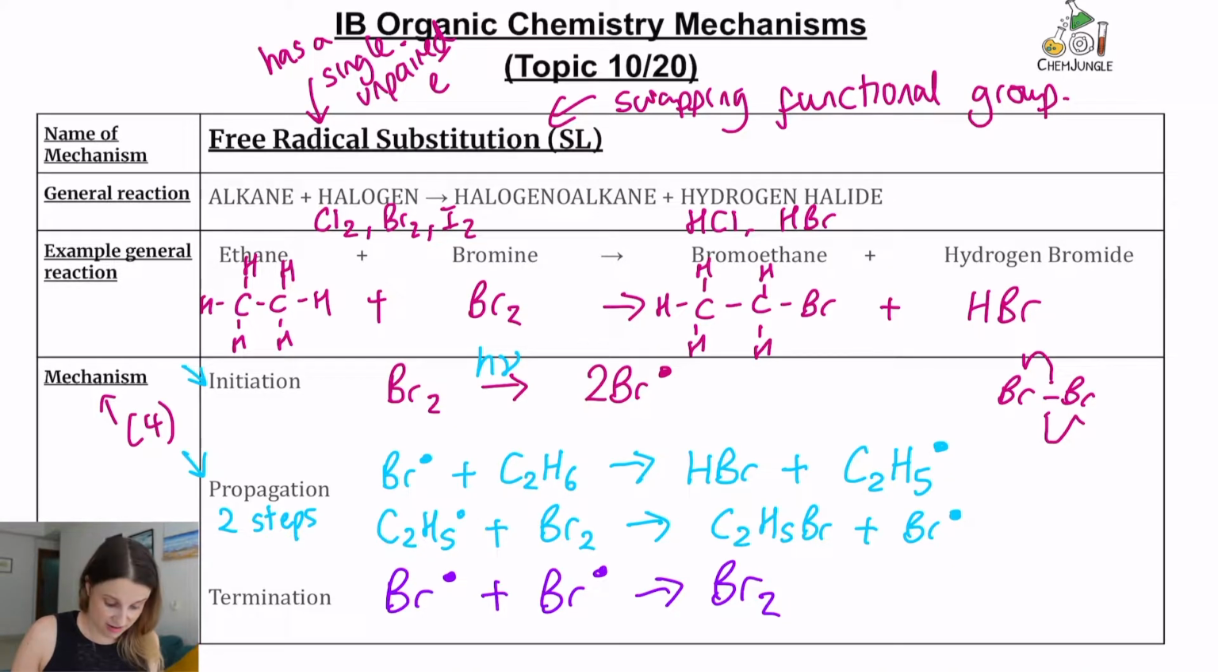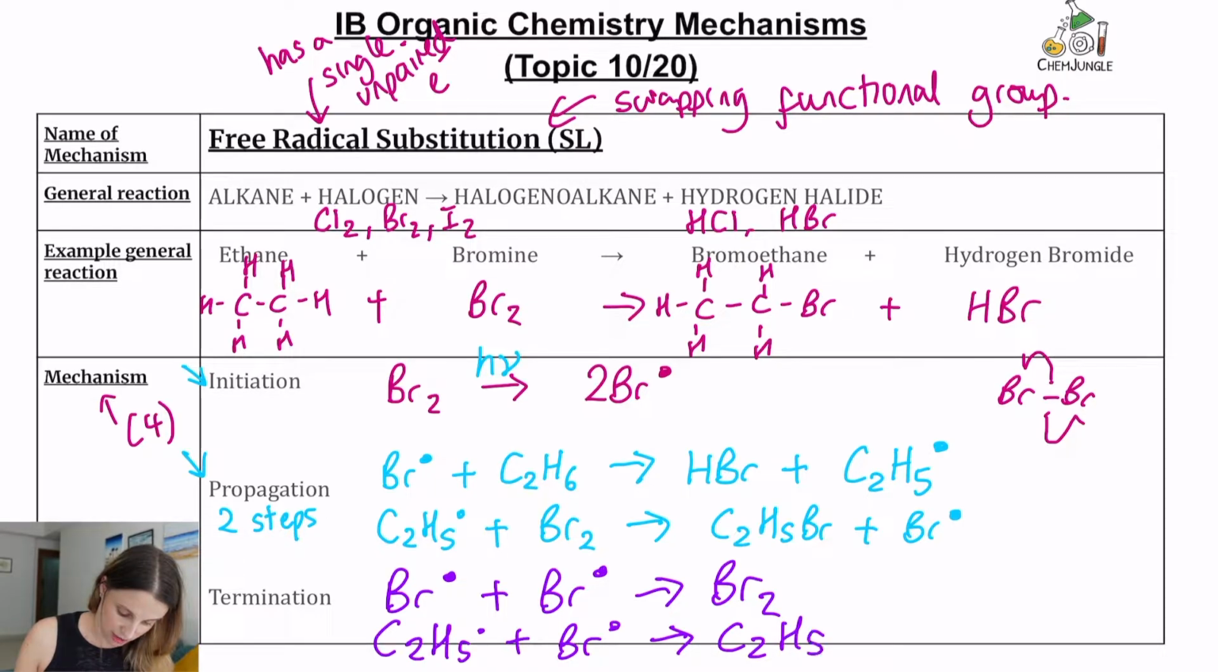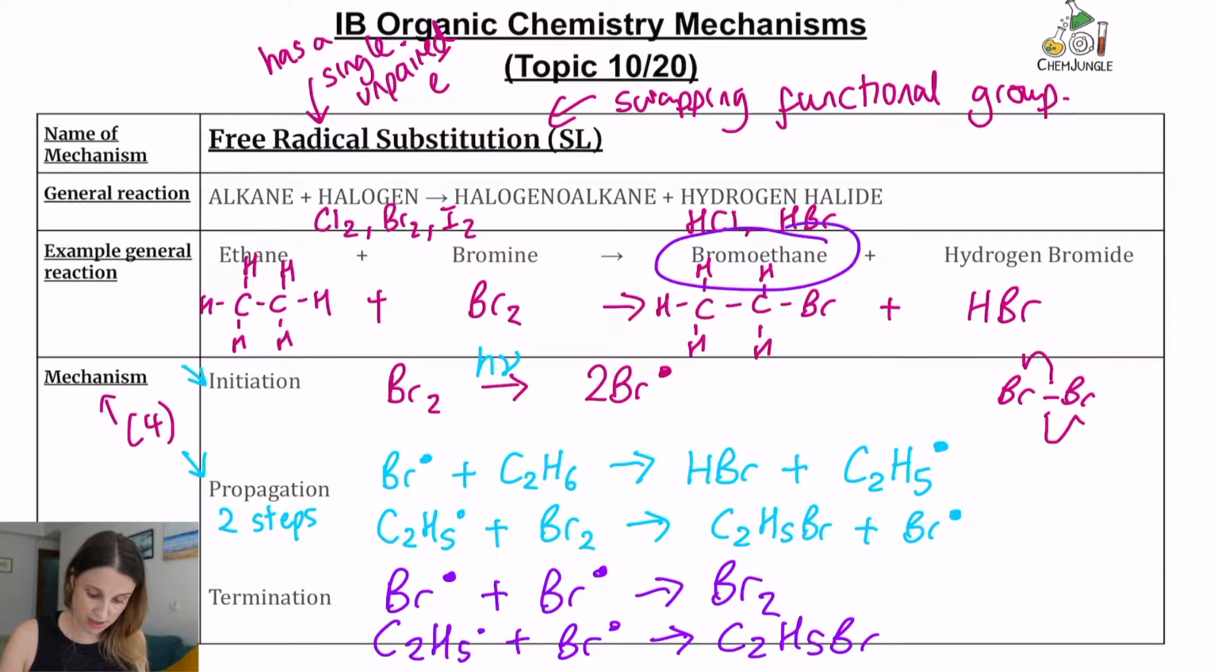Termination could be other things though. We could take our C2H5 dot, and theoretically that could react with a bromine radical, and then that makes C2H5Br, so again making my bromoethane product. So in this case, there's actually loads of different ways to demonstrate how you would make bromoethane, your final product in this reaction. But there's also no way to stop this reaction.